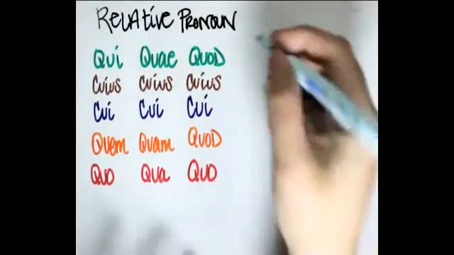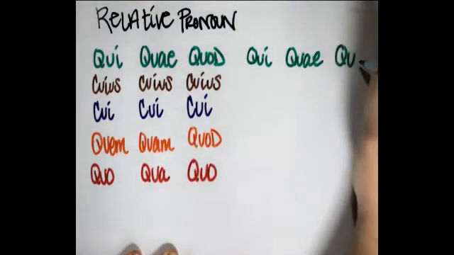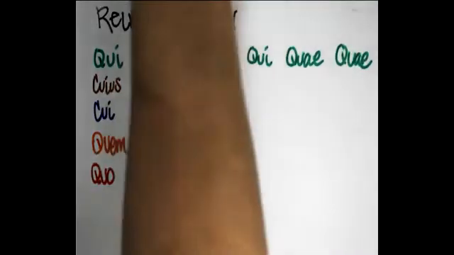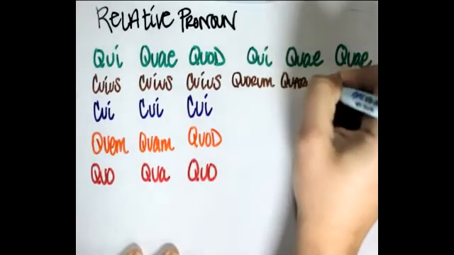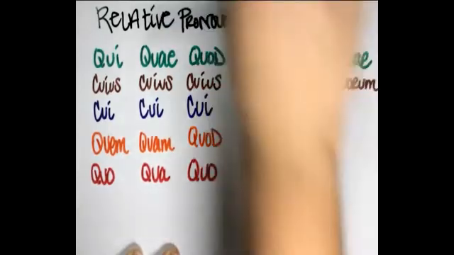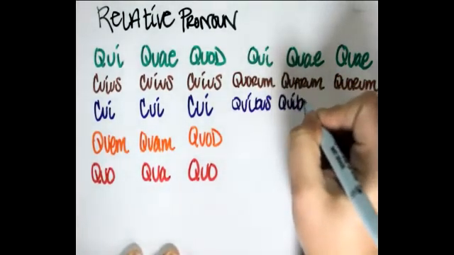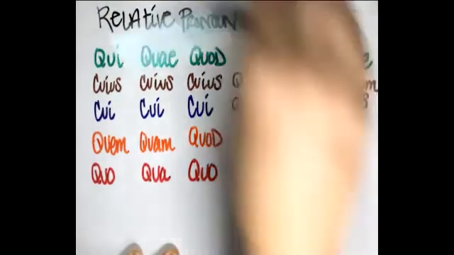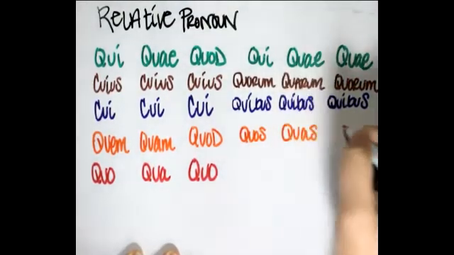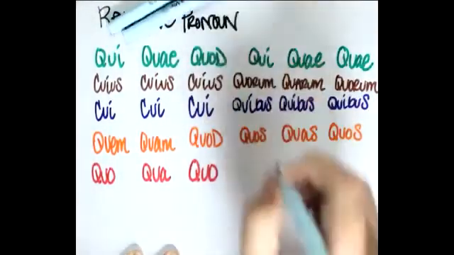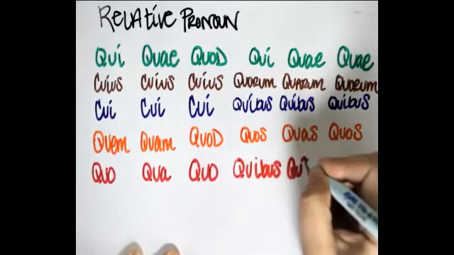Then in the plural, qui, quae, quae. Quorum, quarum, quorum. Quibus, quibus, quibus. Quos, quas, quae. Quibus, quibus, quibus.